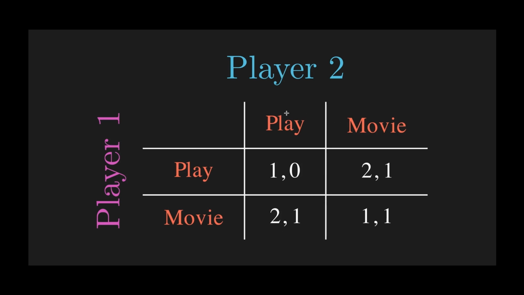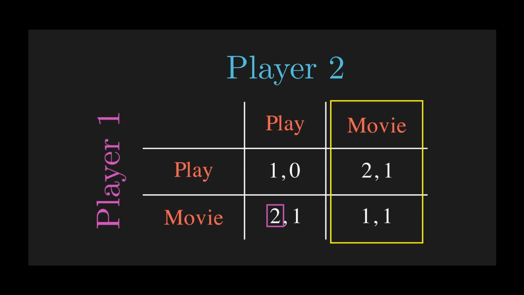So if player 2 is going to the play, and player 1 goes to the play, player 1 likes going to the play and will receive a payoff of 1. But if they were to go to the movie instead, they would actually get a higher payoff. So if player 2 is going to the play, player 1 would wish to switch and go to the movie instead. So let's formalize this. Player 2 choosing to go to the play, player 1 would wish to go to the movies.